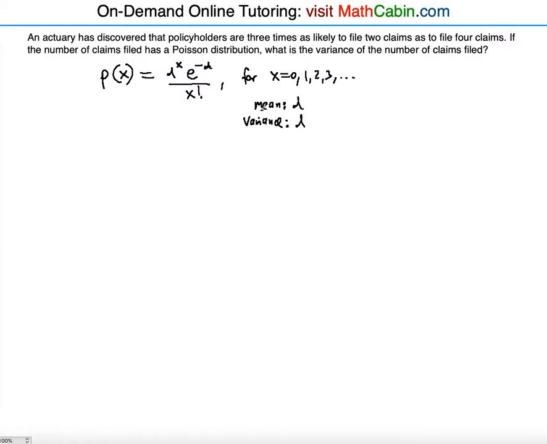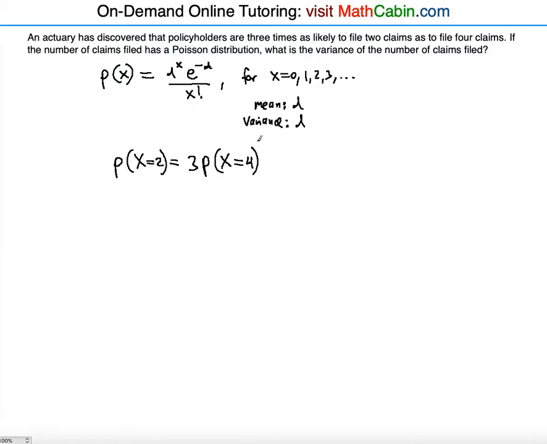So now we're told that policyholders are 3 times as likely to file 2 claims as to file 4 claims. So what that basically means is that the probability of x equal to 2 is equal to 3 times the probability of the random variable being equal to 4.